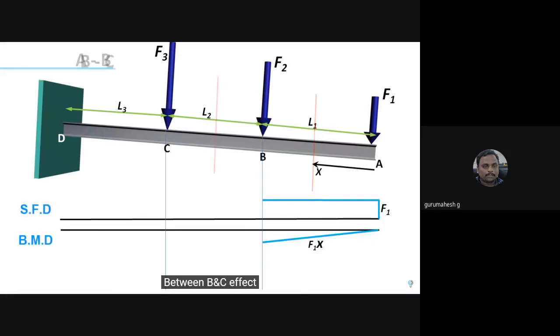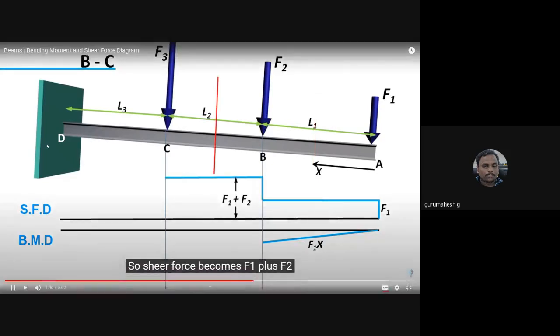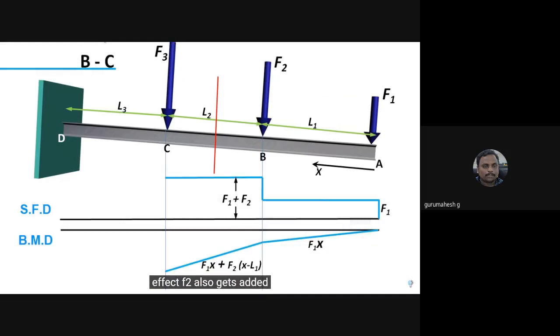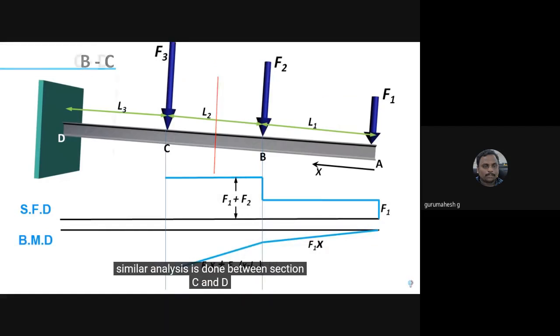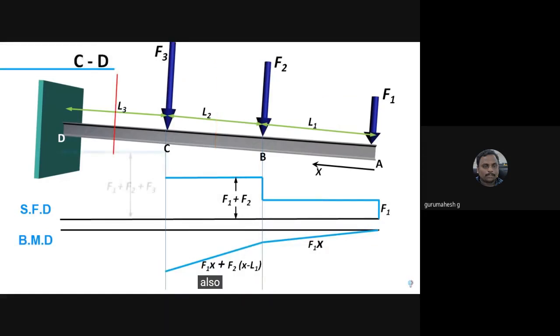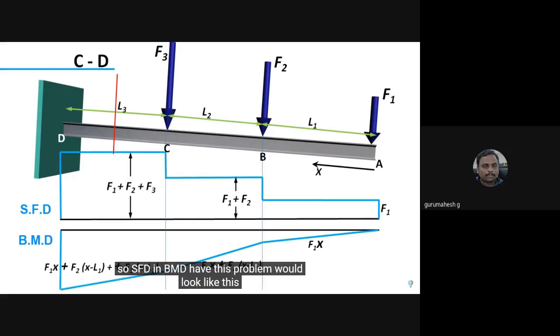Between B and C, the effect of force F2 also comes. So shear force becomes F1 plus F2. And in bending moment, the effect of F2 also gets added. Similar analysis is done between sections C and D also. So SFD and BMD of this problem would look like this.